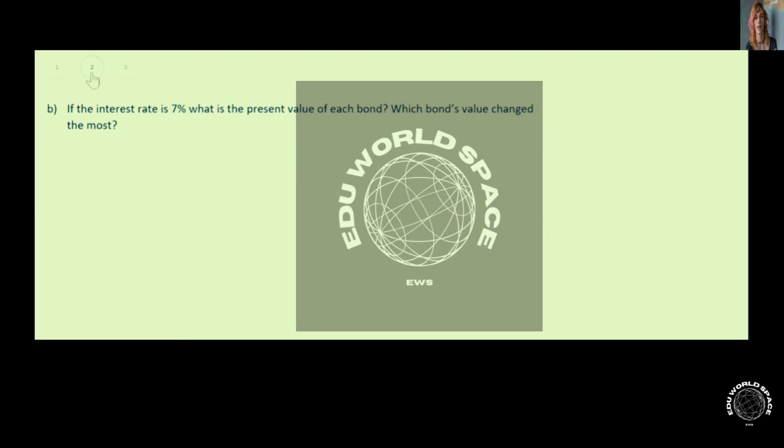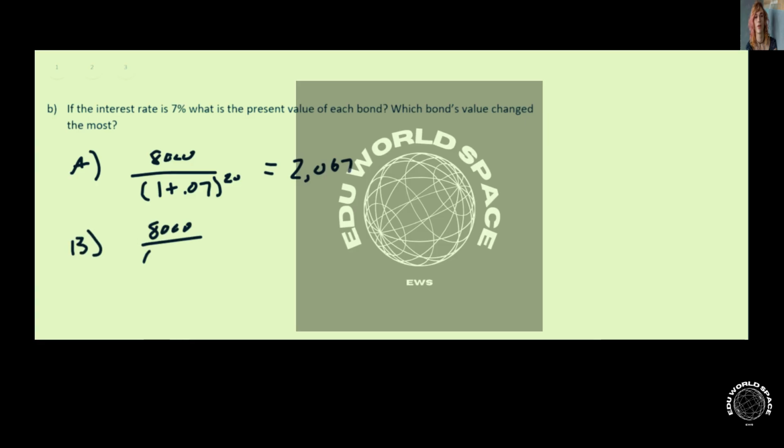So part B then asks us, if the interest rate changes to 7%, what's the present value of each bond, and which bond changes the most? So we're going to be using the same formula. For bond A, it's $8,000 over 1 plus 0.07 now to the power of 20. And this equals $2,067. And for bond B, it's $8,000 over 1 plus 0.07 to the power of 40. And this is 537. So we can see that the 20-year bond is still worth more than the 40-year bond.